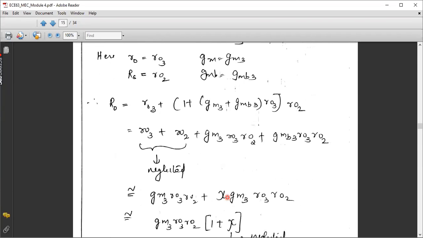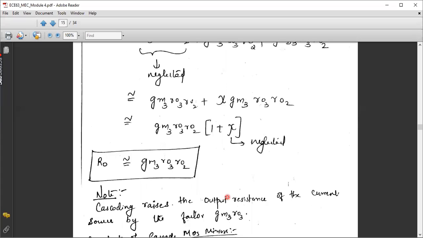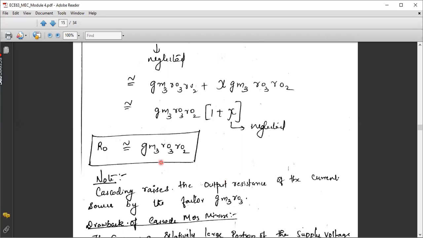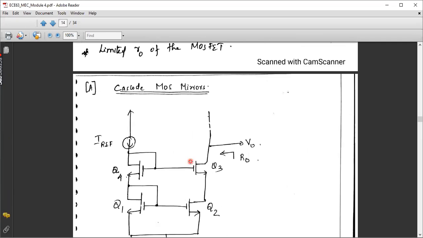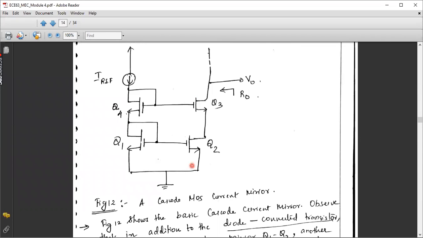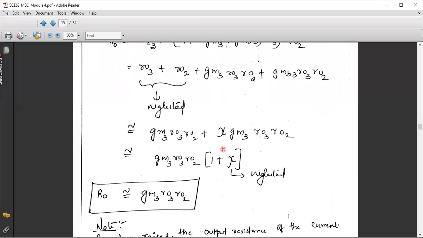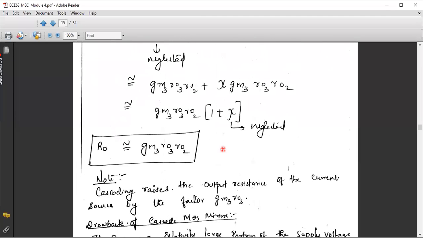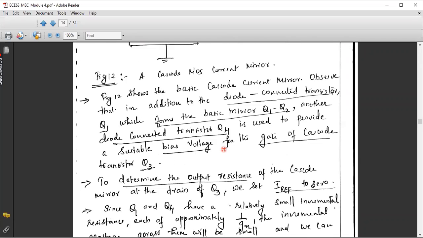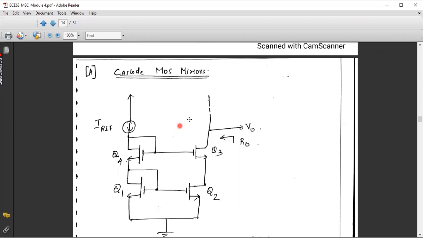It is nothing but your output resistance has been raised. It has been increased by how much amount? By a factor of GM3 R03. Why? Because you are expecting R02 alone, isn't it? If you are using Q2 alone, your output resistance was R02 alone. But once you stacked these Q4 and Q3 in a cascade manner over Q1, Q2, then you got an output resistance which is nothing but GM3 R03 multiplied by R02, which means your output resistance has been increased. So that is an advantage that you can claim by using this cascade configuration of MOS mirror.